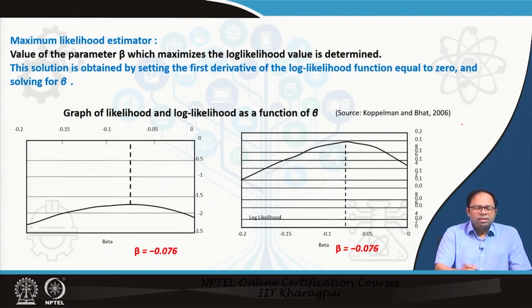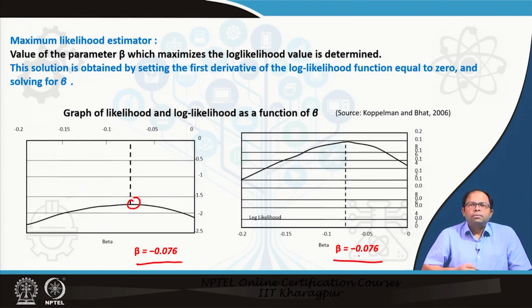So, the maximum likelihood estimator shows that the value of parameter beta which maximizes the log likelihood value is determined, and this solution is obtained by setting the first derivative of the log likelihood function equal to 0 and solving for beta. We take the derivative equal to 0 because at one point there is no change in the slope, and that is the point we have to determine. This shows the graph of likelihood and log likelihood as a function of beta. We take the point where the slope becomes 0, and this is the point where we see beta is equal to minus 0.076. So, that is how we estimate the beta value.